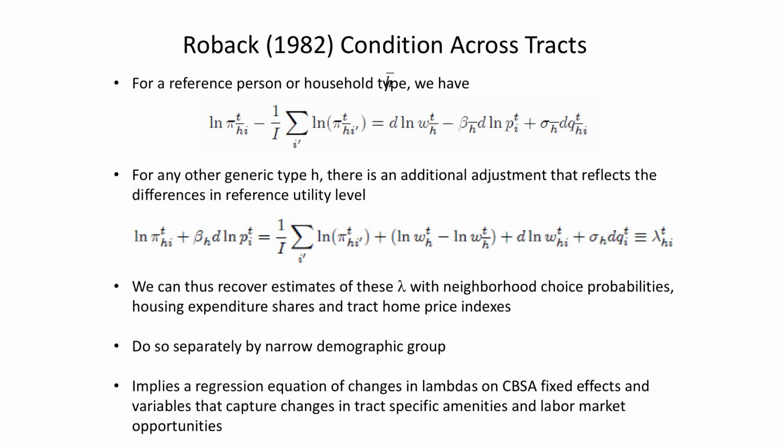Okay, and so then differentiating both sides cross-sectionally will let us express the log fraction living in each census tract I for group H bar as the relative labor market opportunities with a discount for the relative housing cost times the housing share plus the relative amenity values. This is like a Roback type condition.